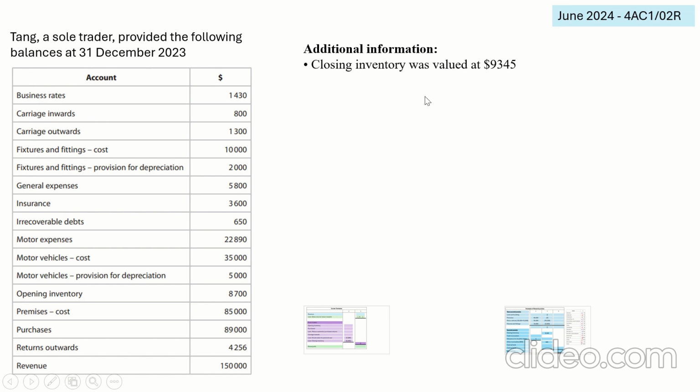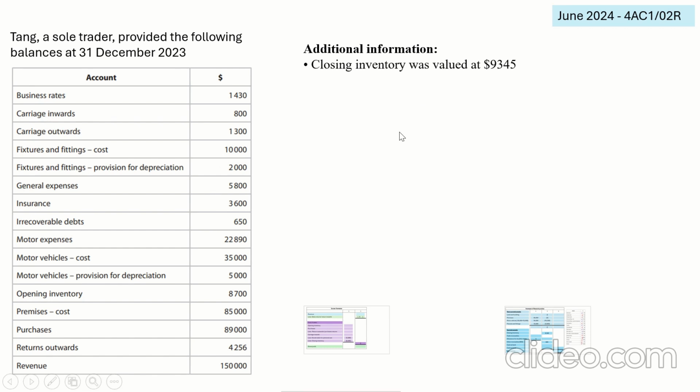The first additional information for this question is closing inventory, which was valued at 9,345. So Tan, the sole trader, provided the following information at 31st December 2023. And these are the set of information which we are going to use while completing the adjustments.